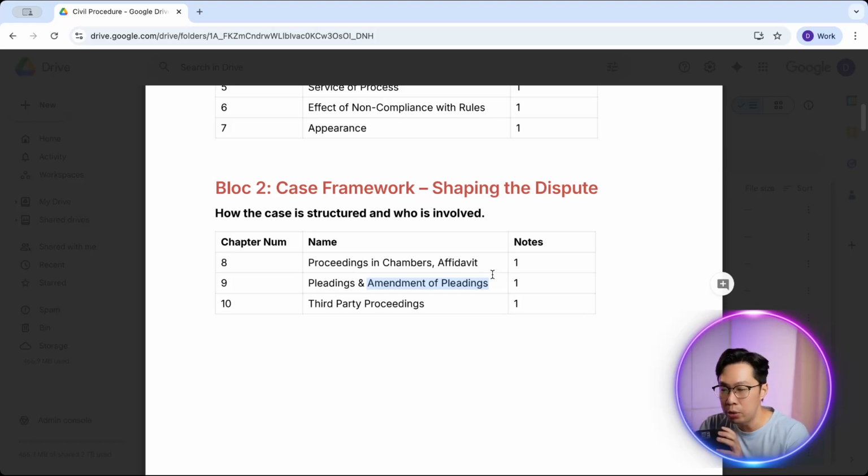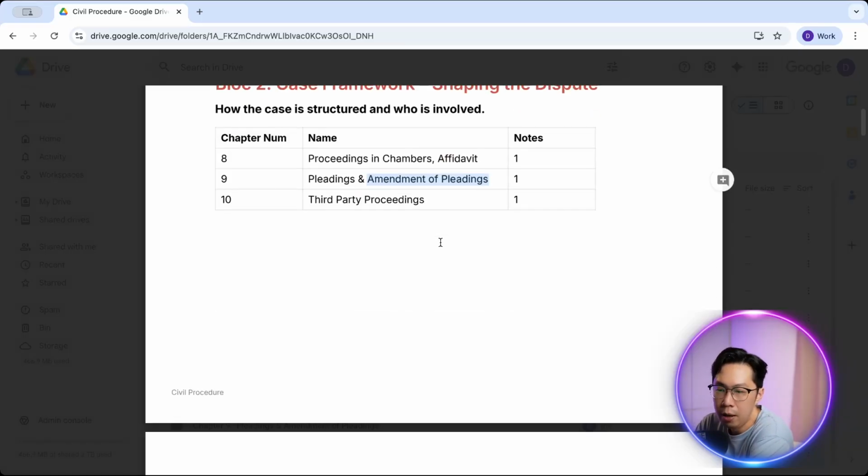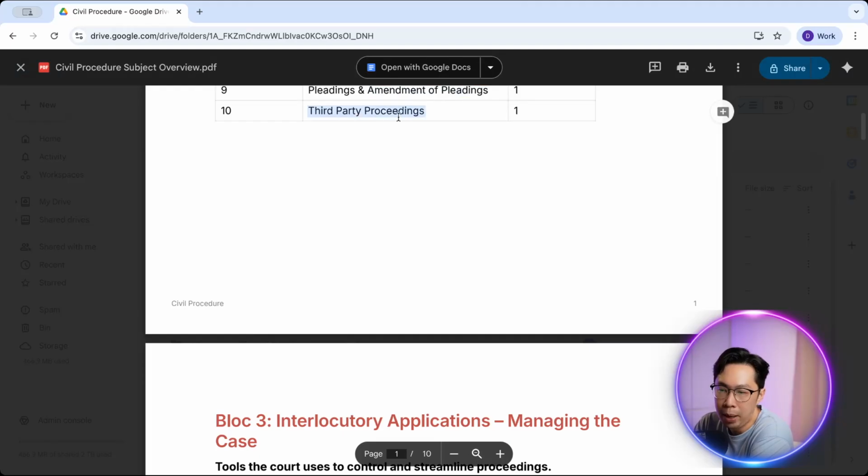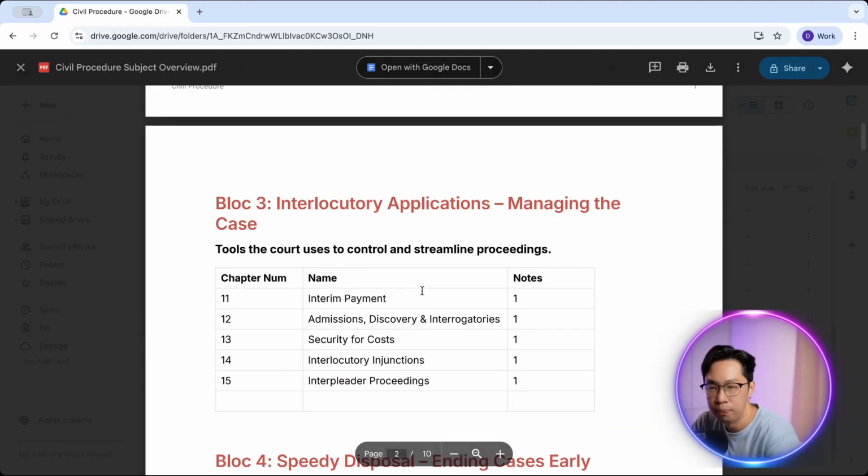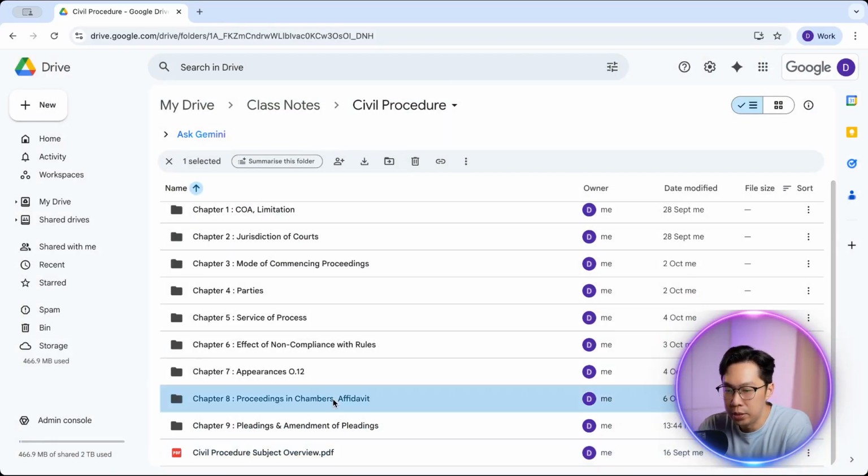Okay? So today we are doing Chapter 8 and Chapter 9. Proceedings in Chambers and Affidavits, and also Pleadings and Amendments of Pleading. All right? Next class, we'll do third party combined with a little bit of Block 3. Okay. Now let's look at here, Proceedings in Chambers.